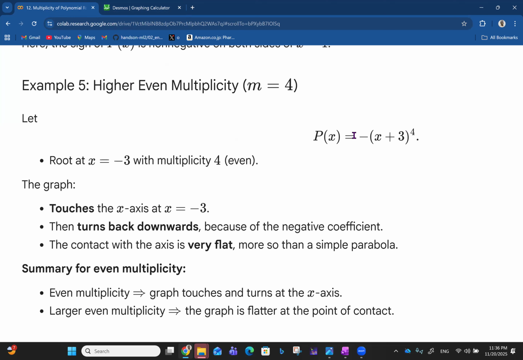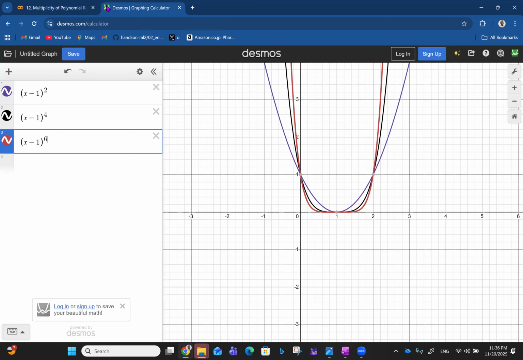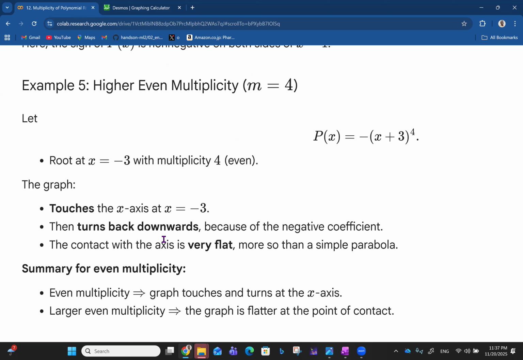So the minus here is because of this minus. So you can see 4 is not affecting it. So it touches the x-axis at x equals minus 3. This then turns back downwards because of the negative coefficient. So this negative here is what's causing that. So the contact to the x-axis is very flat. As you can see, as the power increases, this one is sharp, then the next one is flatter, the next one is even flatter, and so on and so forth. So the contact with the x-axis is very flat, more so than a simple parabola.